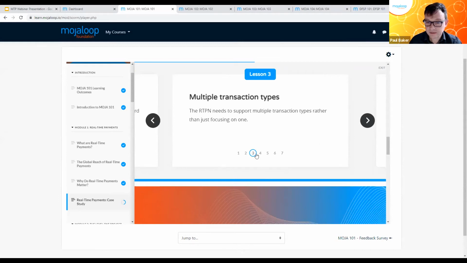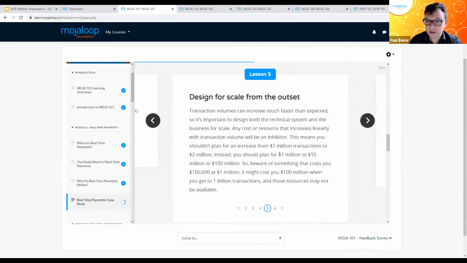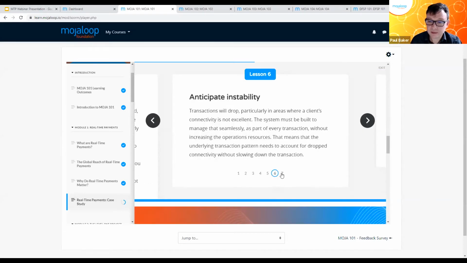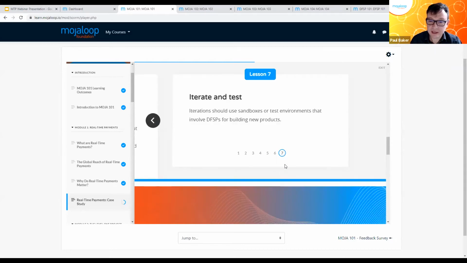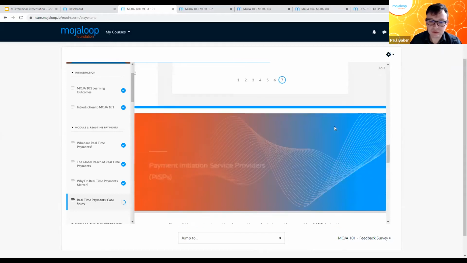Multiple transaction types, ease of registration, designed for scale from the outset. This is one of the core cornerstones of Mojaloop as well: you can't design it not to have scale and then expect it to work at scale. You've got to design for scale from the outset. Anticipate instability, and iterate and test. I must say that we've taken these lessons to heart, and they are cornerstones within Mojaloop.